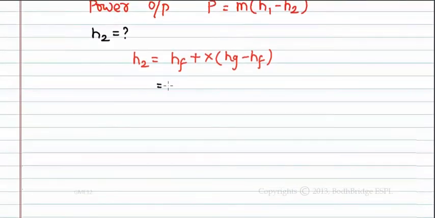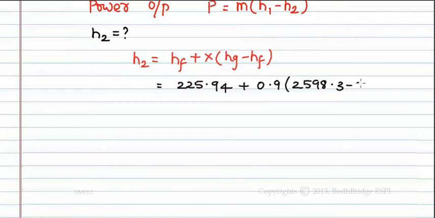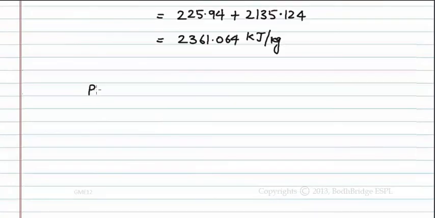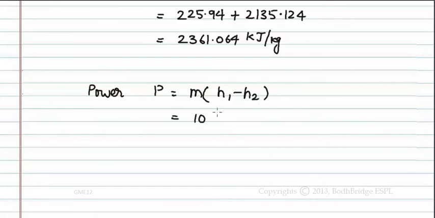So this is equal to 225.94 + 0.9 times (2598.3 minus 225.94), which is 225.94 + 2135.124, that is 2361.064 kilojoules per kg.